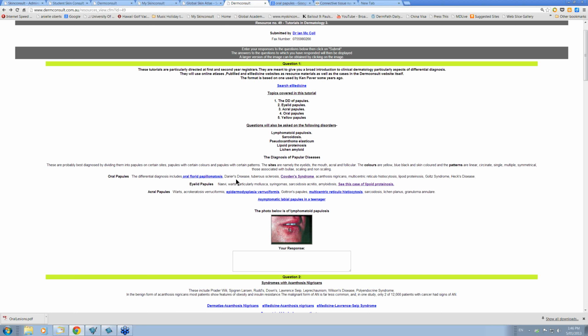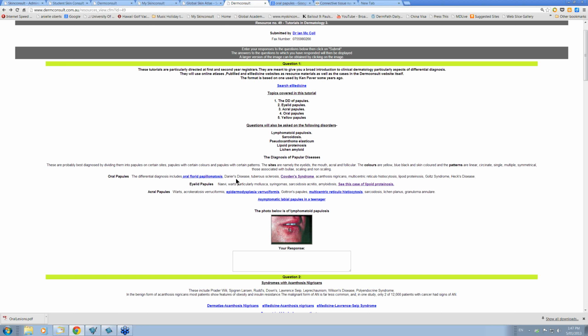Darier's disease, an autosomal dominant disorder with scaly papules, greasy papules in greasy areas, anterior chest, behind the ears, acrally. As well, but they get papules in the mouth as well.